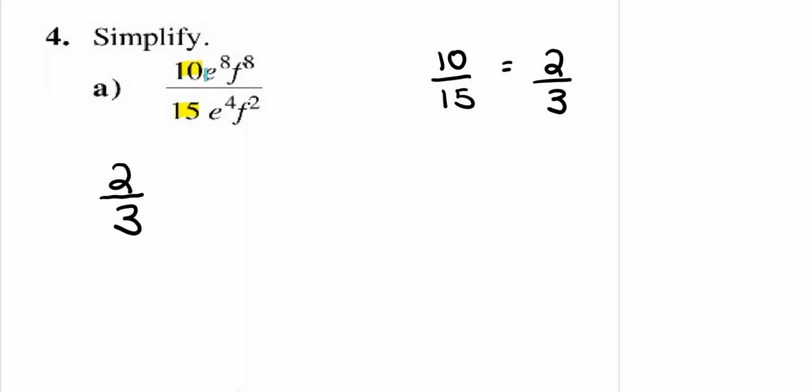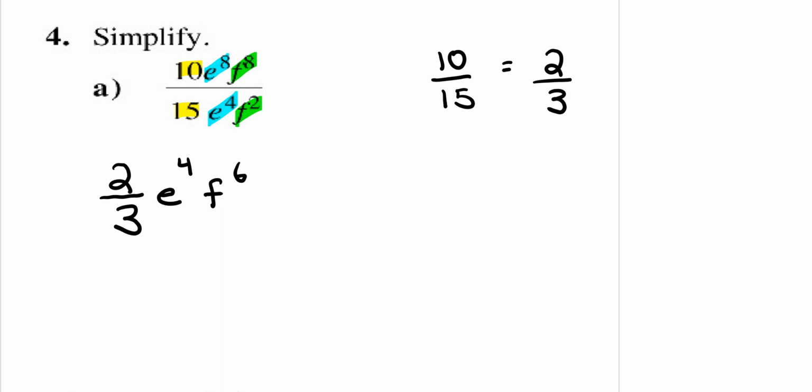Okay, and then same idea, right? e to the 8 and e to the 4. 8 minus 4 is 4, so e to the power 4. And then I have f to the power of 8 and f to the power of 2. So 8 minus 2 is going to be 6. So f to the power 6 there.